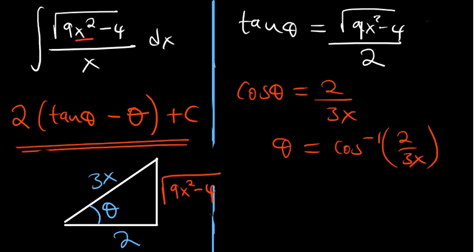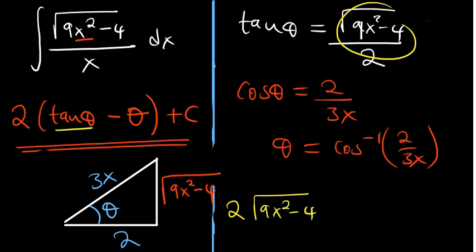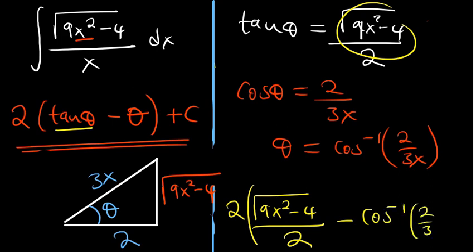And then we can just now substitute. So our answer in terms of x is going to be 2. So for tan theta, it's equal to that. So it's going to be the root of 9x squared minus 4 over 2. And then, of course, this is in brackets. And then minus what? Minus theta, which is just cosine inverse of 2 over 3x. And then in brackets plus a constant c. Okay, we can end there as our solution.